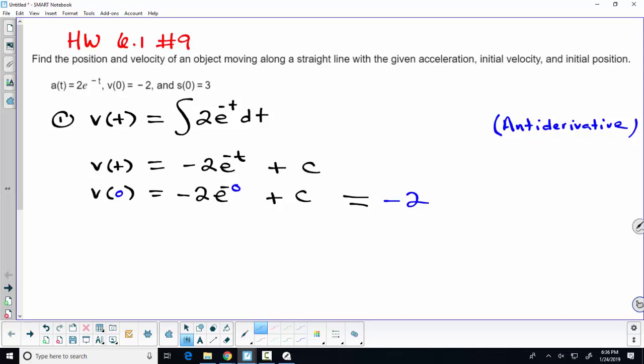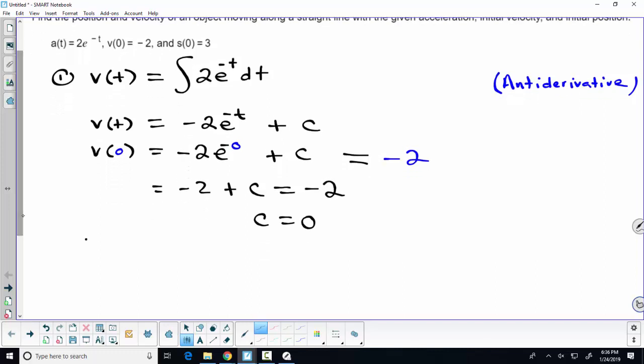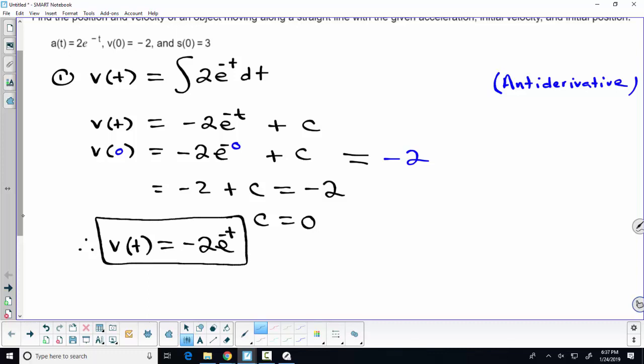Okay, so what we end up with here, v of 0, we've got -2 plus c is equal to -2. So c is equal to -4. No. Sorry, it's been a long day already. c is equal to 0. And then we plug that back into our original velocity function. So therefore, the velocity function is just -2e to the -t. Yeah?